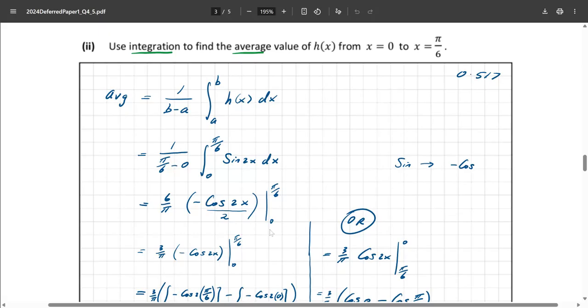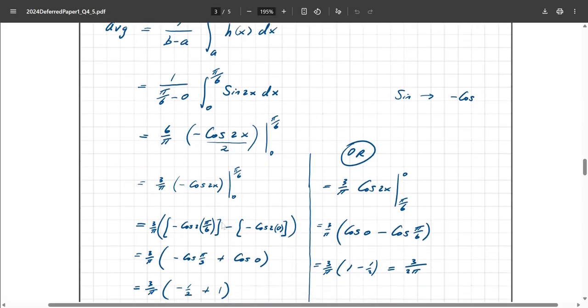Okay, so next line. We can tidy up slightly. That 2 goes into 6 3 times, so it's 3 over pi, and you've got minus cos 2x then, and top and bottom limits. Now the next part of the question, you put in the top limit for x, you sub it in, you sub in the bottom limit, which is 0, and you subtract your two answers. Now be careful here, there's a lot of minuses. So it's minus that, minus that.